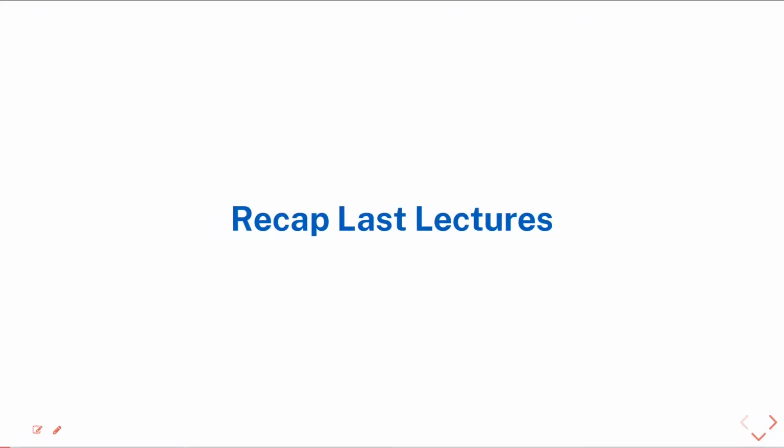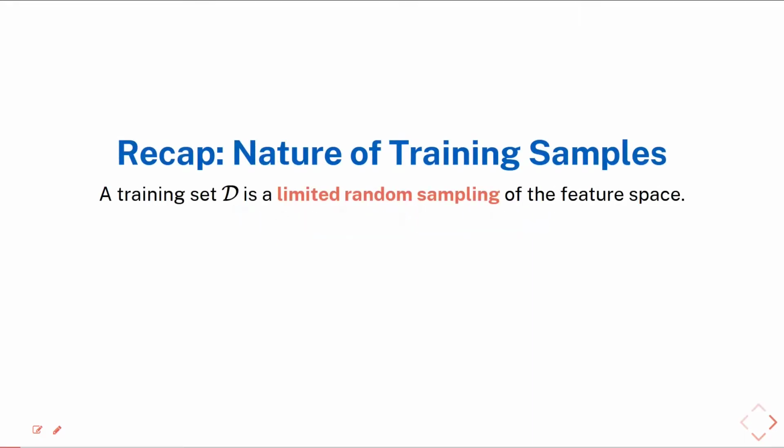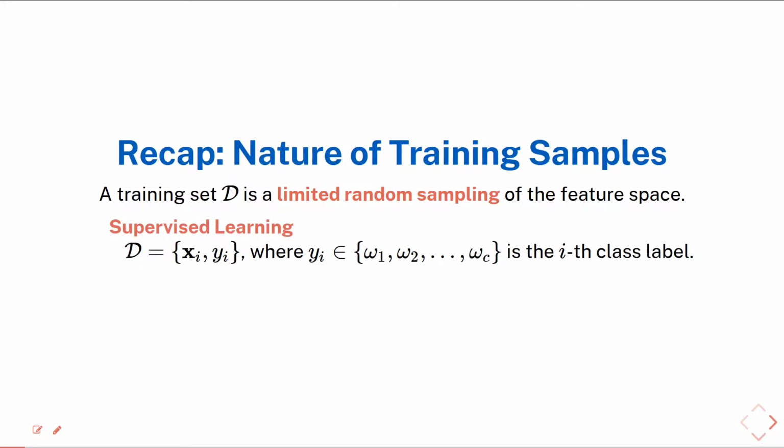So just to recap, in case you forgot about some of the stuff since the break, we consider our training set to be a limited random sampling of the feature space, and we consider that there's an infinite number of possible features that we could be collecting from the world. And so the training set that we observe is a limited random sampling of that feature space. In supervised learning, we have feature vectors, which we denote by X, and we have associated class labels, which we denote by Y. And so Y here is an element of the set of possible class labels that we have associated with this sample. And this is what we've been using so far to train our data sets.